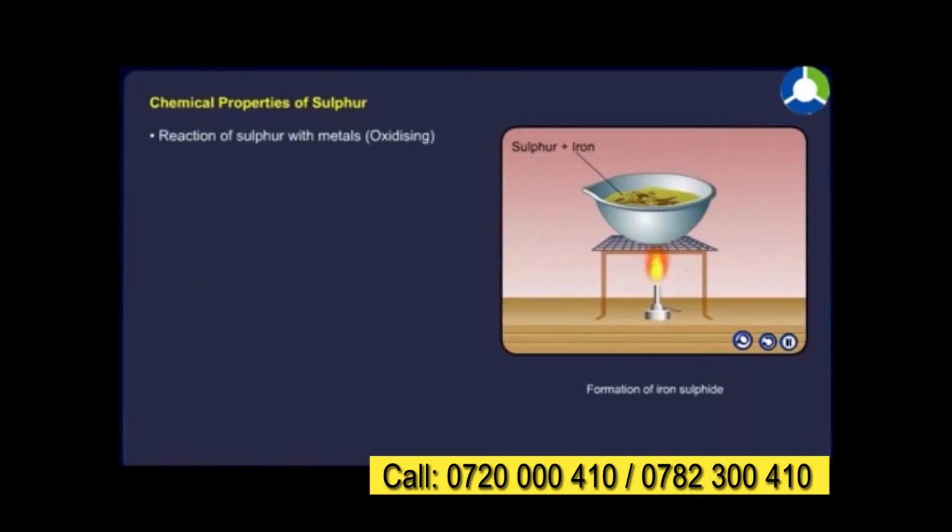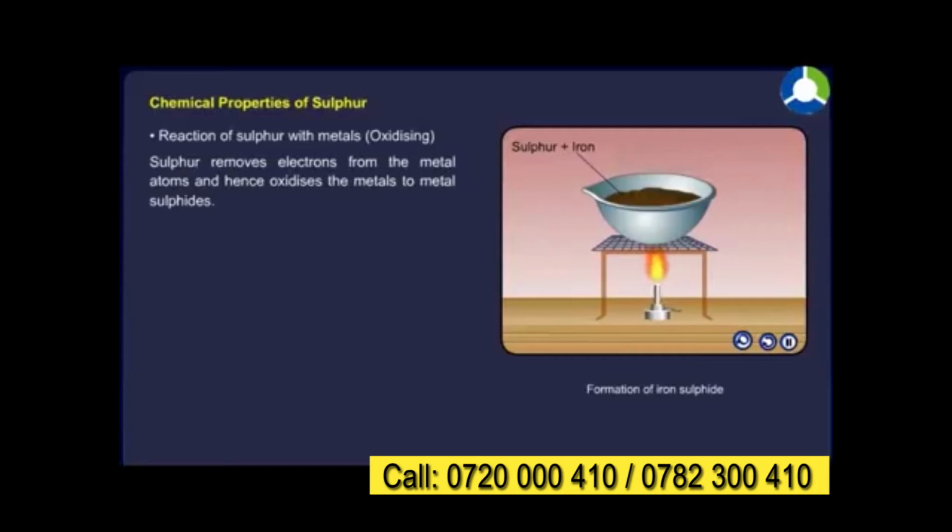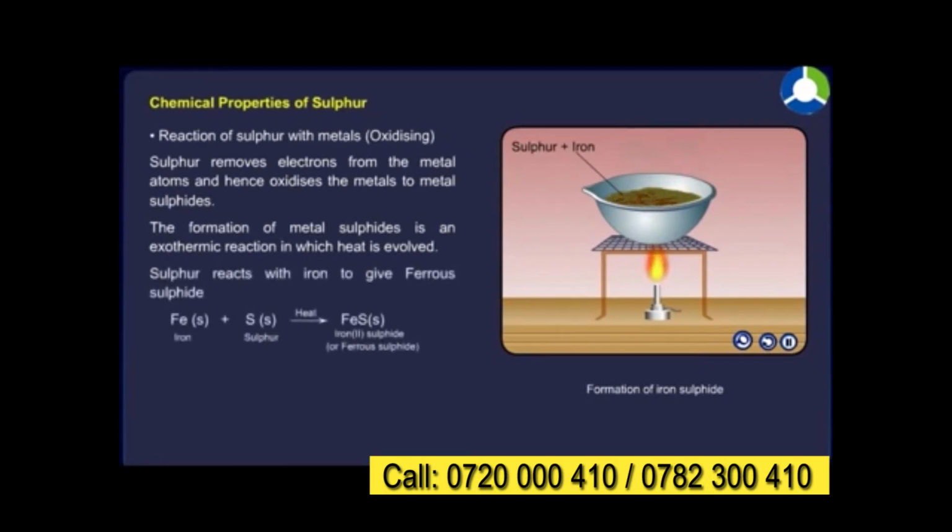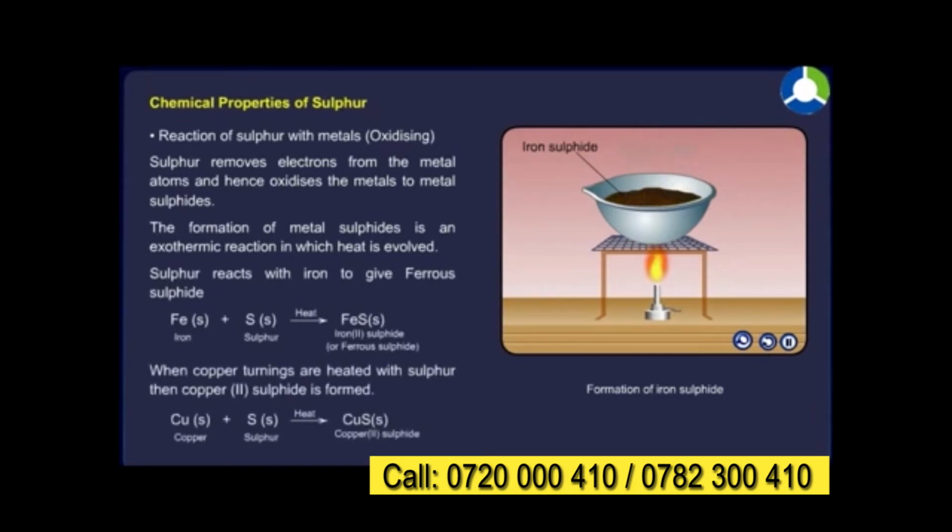Reaction of sulfur with metals. Sulfur removes electrons from the metal atoms and hence oxidizes the metals to metal sulfides. The formation of metal sulfides is an exothermic reaction in which heat is evolved. Sulfur reacts with iron to give ferrous sulfide. When copper turnings are heated with sulfur, then copper sulfide is formed.